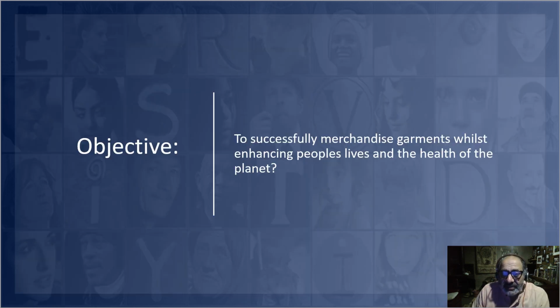So the objective of a business is to successfully merchandise garments. Okay, that's the first thing. That's the linear part. To be a successful business, you've got to sell garments. Whilst, and this is the holistic part, whilst enhancing people's lives, whether it's customers, people in our supply chain, and the health of the planet. So 3 objectives in there. And what we're starting to see is more and more businesses operate under this model of trying to achieve these objectives. You may have heard of the term CSR, or corporate social responsibility. That's a bit of an old term now, but it's kind of what this represents as well.